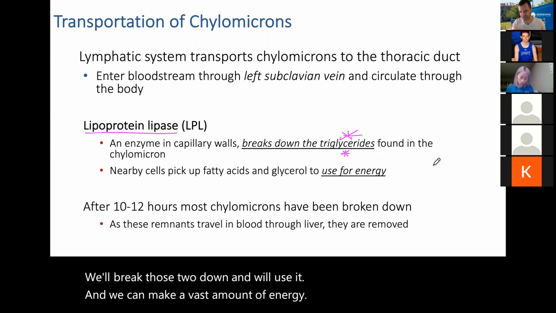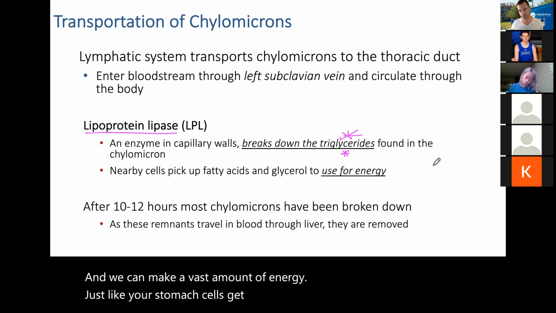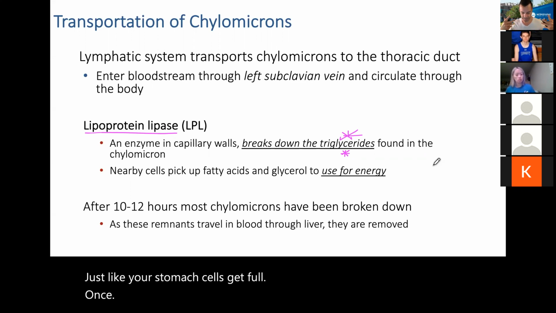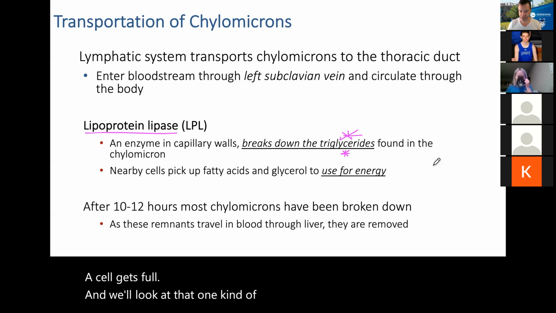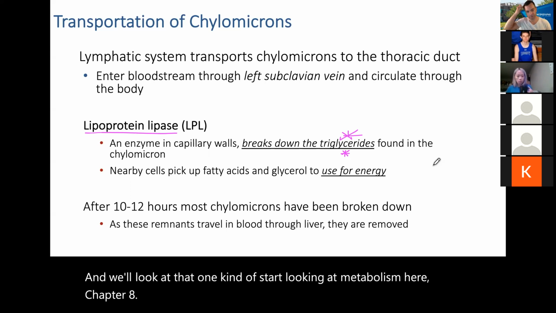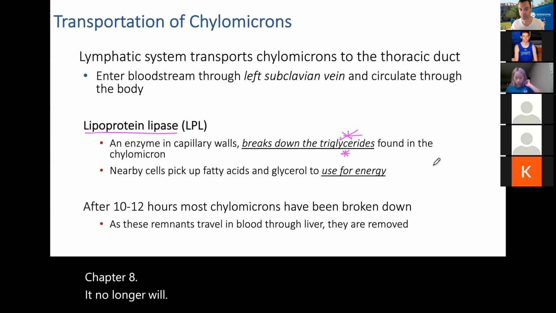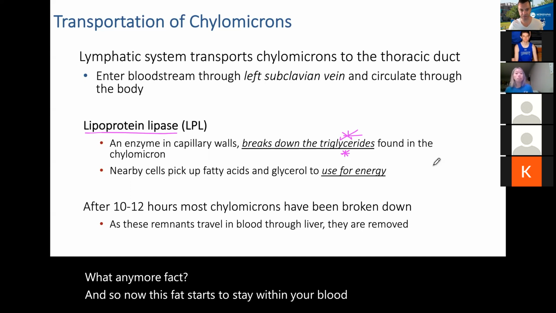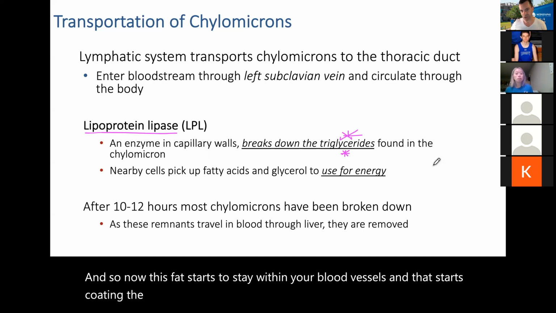Just like your stomach, cells get full. Once a cell gets full, okay, and we'll look at that when we kind of start looking at metabolism here, chapter 8, it no longer will want any more fat. And so now this fat starts to stay within your blood vessels. And that starts coating the inside, atherosclerosis. We'll talk about that here in a second.